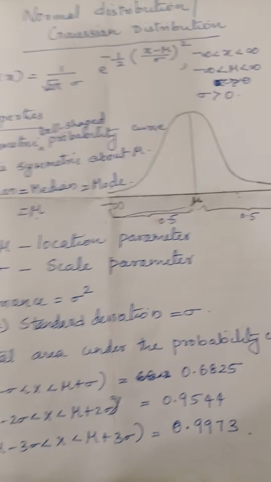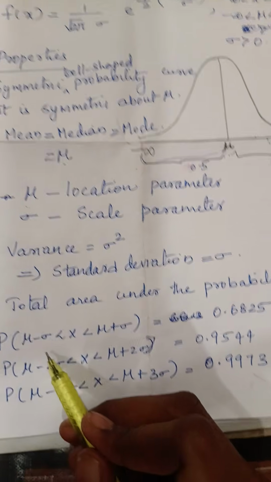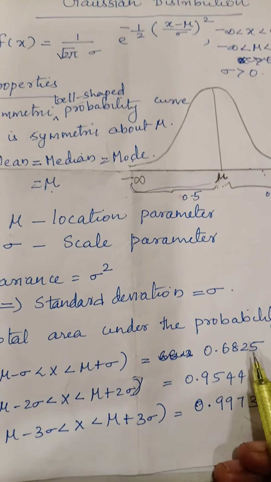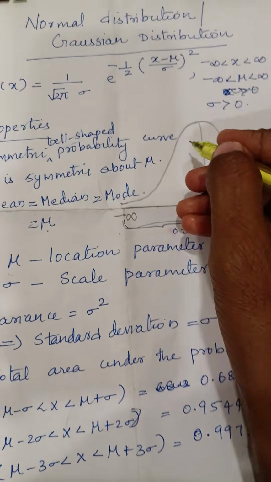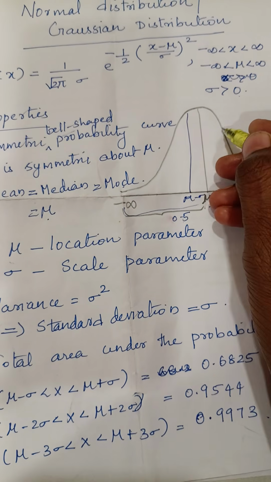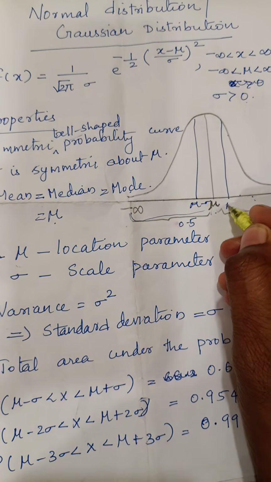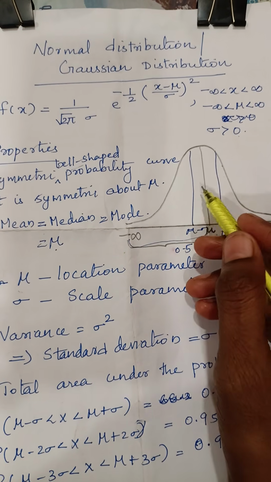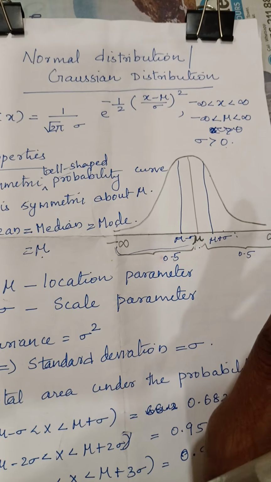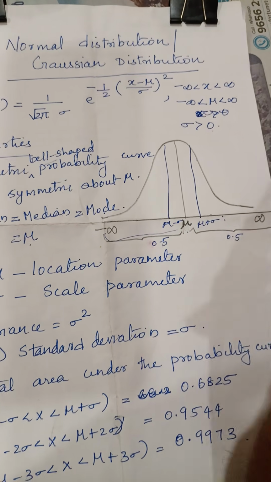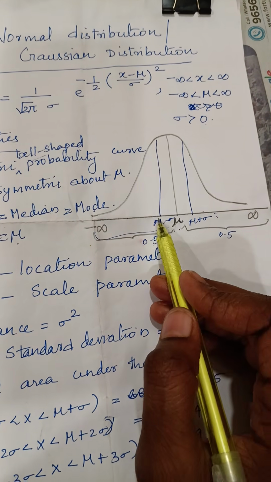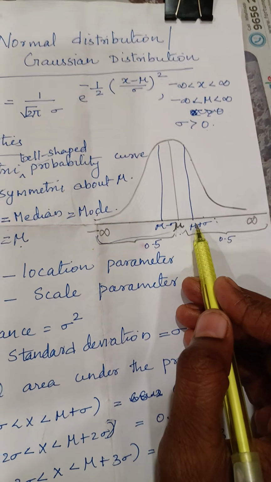Now let us see the area property of the normal distribution. The probability that x lies between μ minus σ and μ plus σ is 0.6825. This is the point μ minus σ and this is the point μ plus σ. So this area will be 0.6825, or we can say that 68.25% of the data will fall from μ minus σ to μ plus σ.